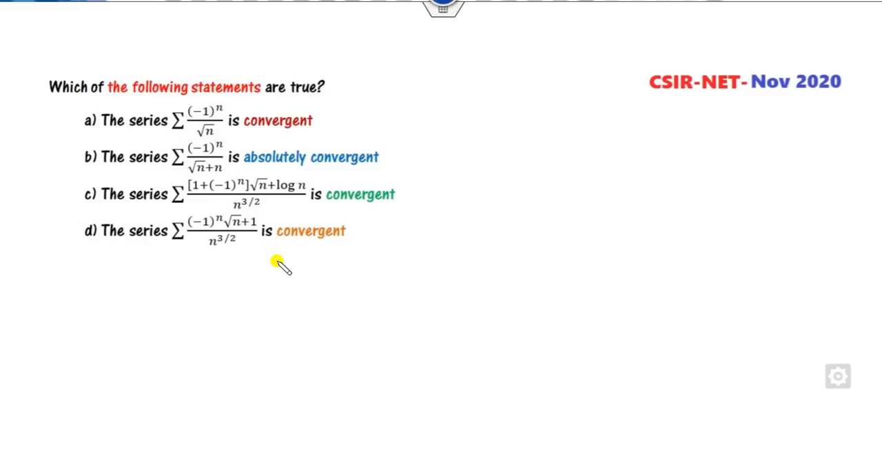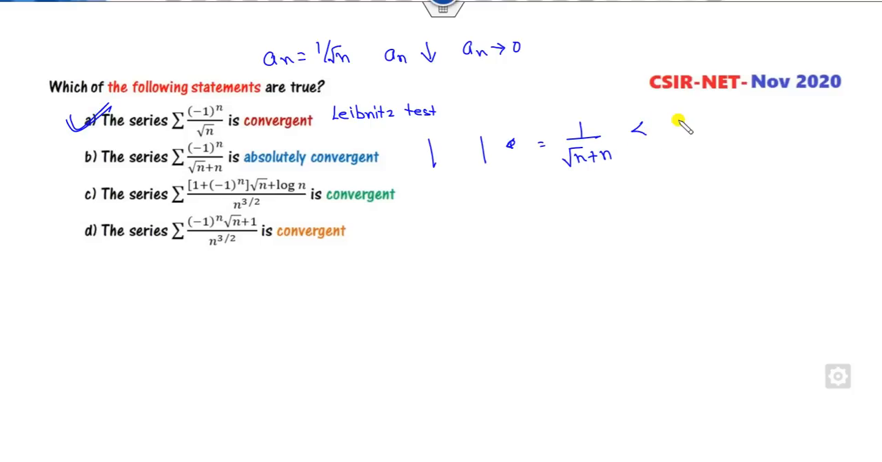Okay, which of the following series is convergent? The first one is convergent. You can see by the Leibniz test, it is convergent. Leibniz test means an is decreasing and an goes to 0. You can see in the first term, this is decreasing, the derivative will be negative, and it goes to 0. So it is convergent, a correct option. Is it absolutely convergent? If I take the absolute value, it will be 1 over root n plus n. What is the highest power of n in the denominator? n, which is divergent by the p test. So this is not absolutely convergent.